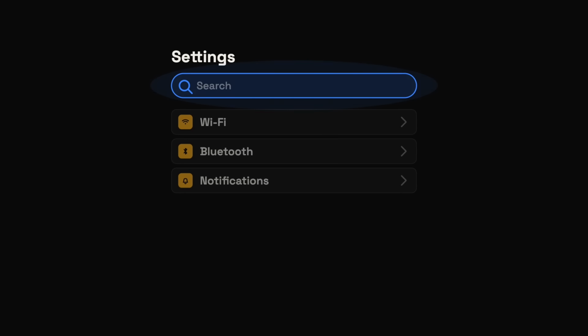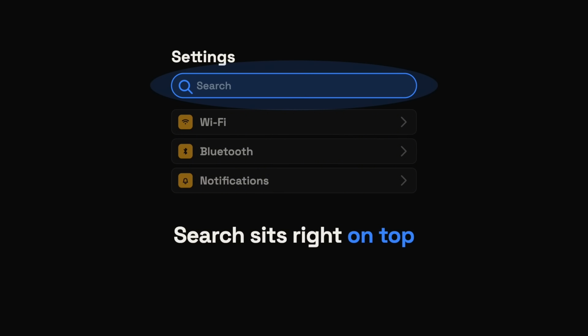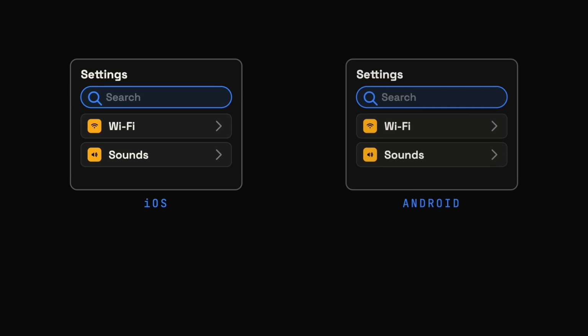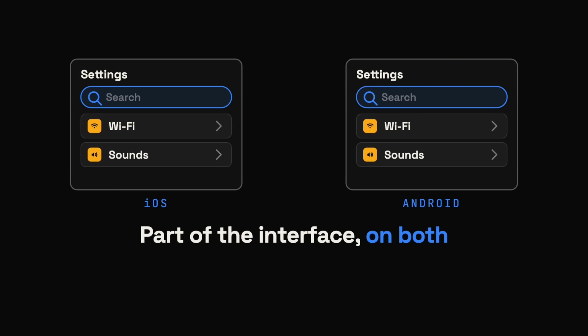As I said earlier, search is there. And if we open the settings screen on any modern phone, we see how prominent search is. Search helps a lot in a screen like settings, and in recent iOS releases, search has become almost central. It wasn't hidden where you have to drag to show it. It's now part of the interface. And the same applies to Android, by the way.